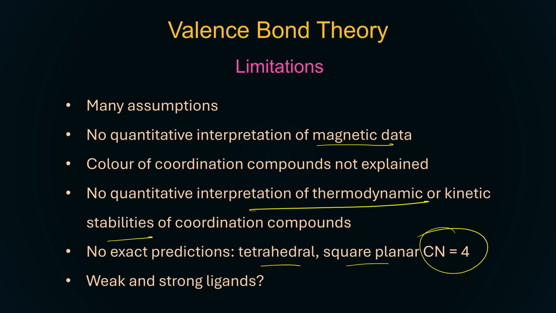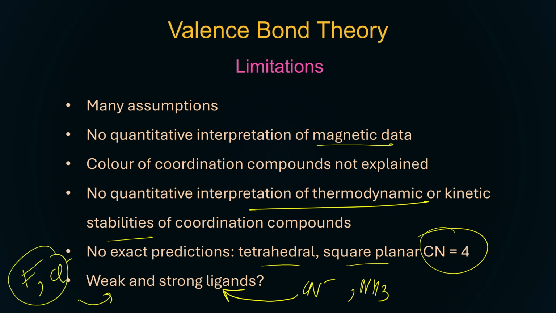But if somebody told you that, hey, CN minus is a strong ligand, and NH3 is also a strong ligand, then we can say that, yeah, maybe we could predict. But why are some ligands weak or strong? That was not explained. Yeah, I've given you a bit of extra information for crystal field theory, which is probably the next thing you're going to study.